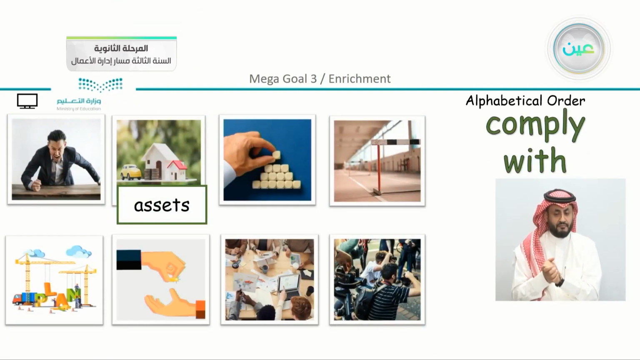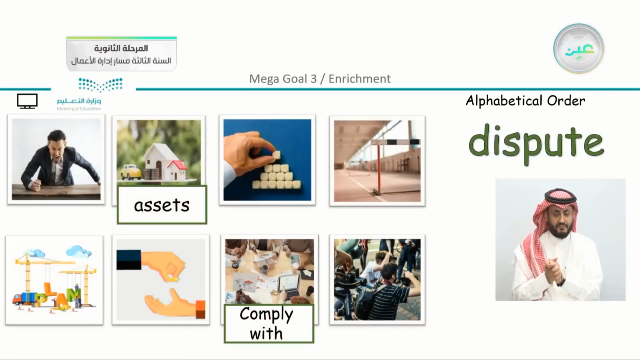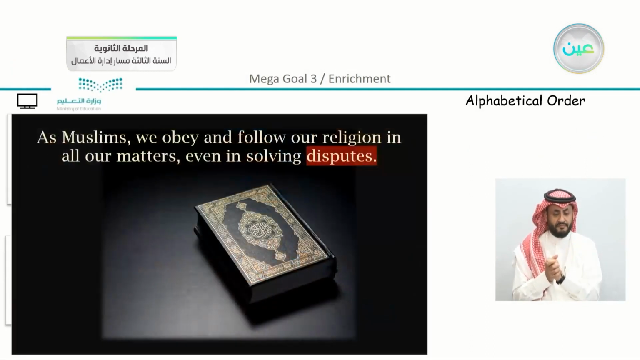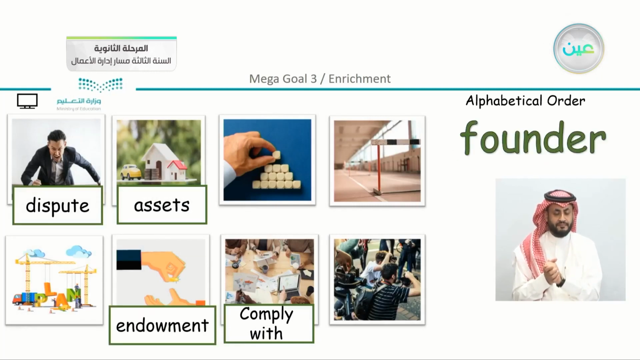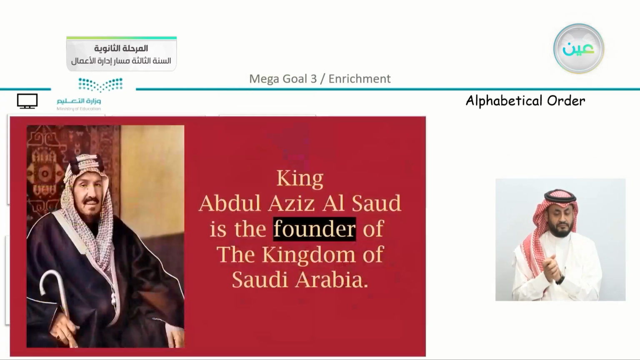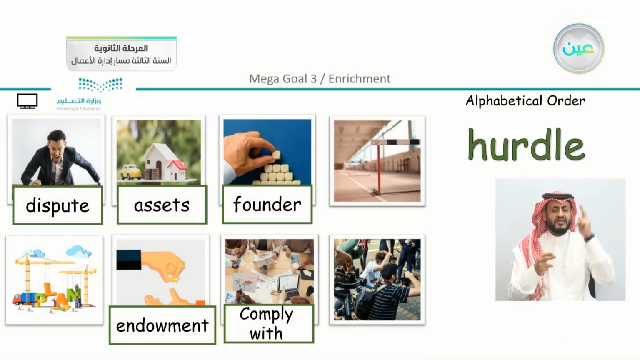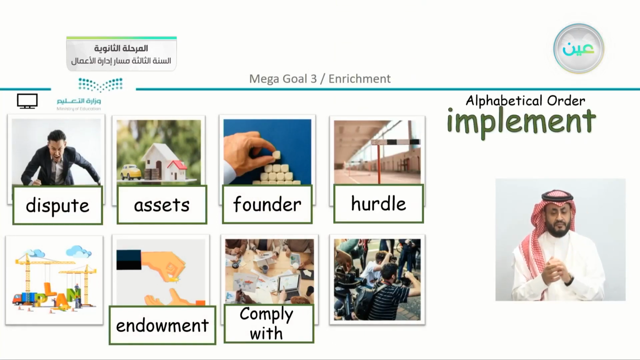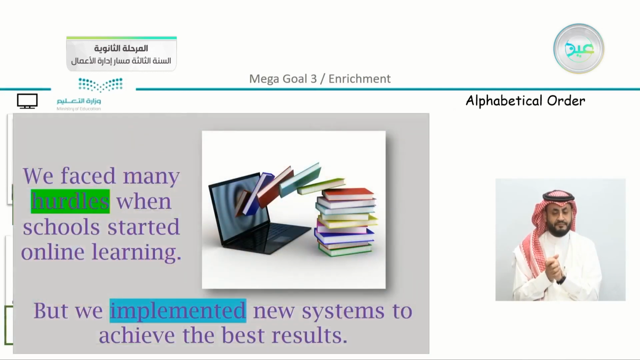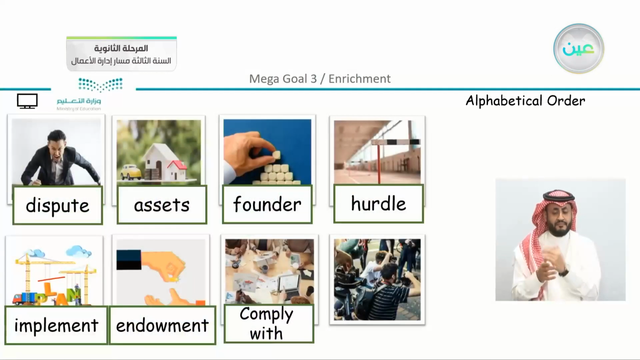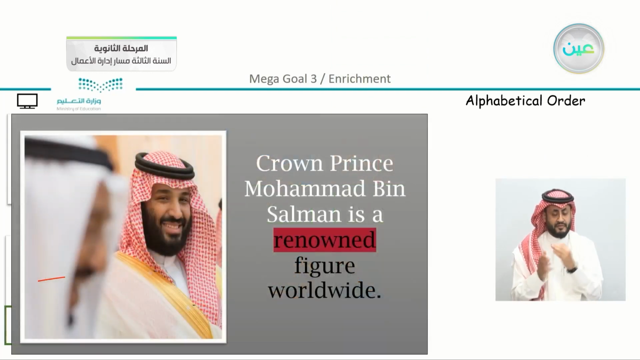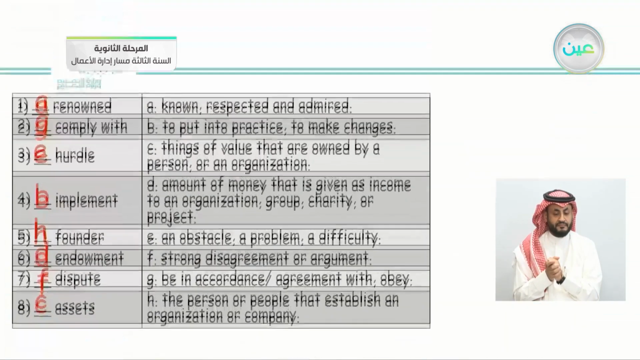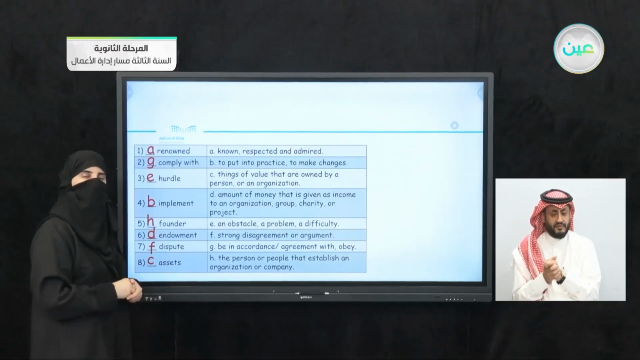Now if you can just recall the meanings, we have here comply with. We have also dispute. Also endowment. We have also the word founder. And as we have the example, King Abdulaziz Al Saud is the founder of the Kingdom of Saudi Arabia. Hurdle, implement, and the last word that is mentioned in our lesson is renowned. Now we have here, these are the words that are mentioned. We have in the lesson here. And you can see that we had the exercise also done.